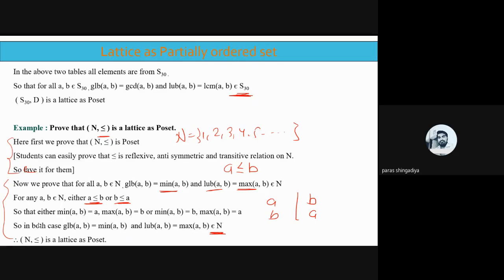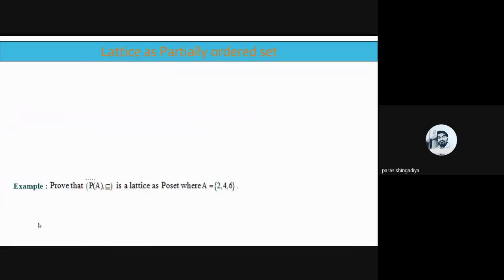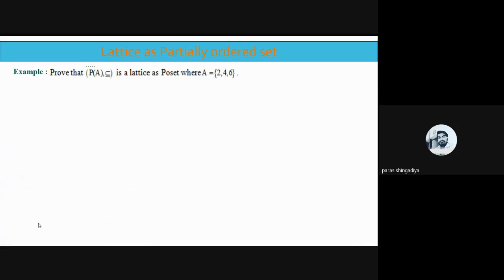The second question, is there any doubt to anyone? So raise your query, questions, or any problem in this topic. So it is a proof of the second example. Okay, N, less than or equal to, is lattice as a poset or not. For divides, we'll use the GCD and LCM. For less than or equal to, we'll use the minimum and maximum.